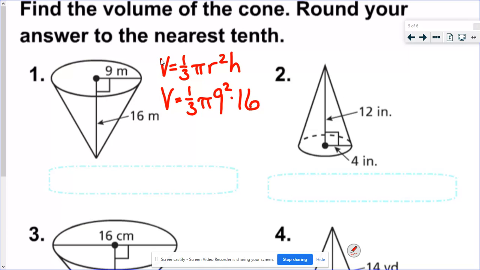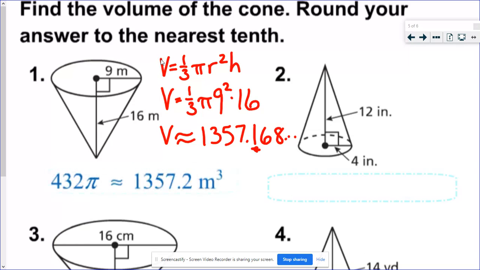I get that my volume is about 1357.168, blah, blah, blah. It's going to keep on going. So does this say a 1 or does it go up to a 2? That 6 is going to be big enough that it should round it up to a 0.2 for my decimal. So 1357.2 cubic meters. Volume is cubic because it's 3-dimensional.